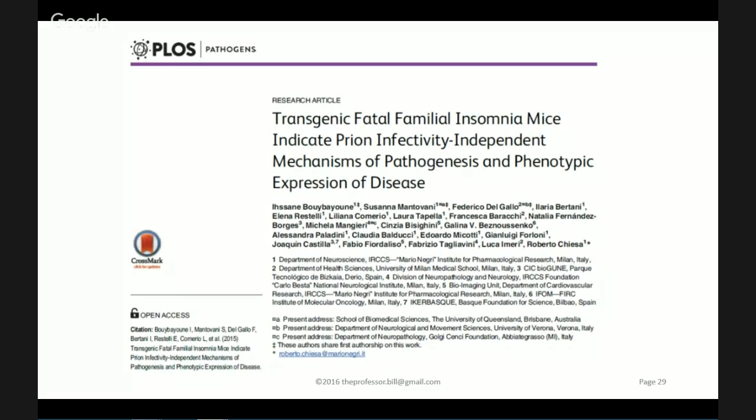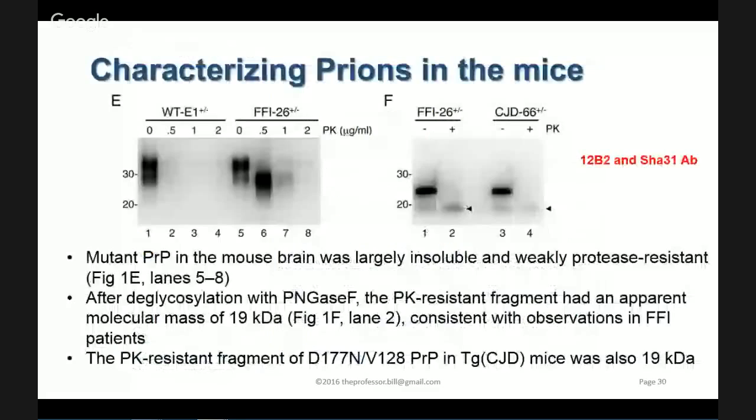We don't have a really good model. This is the first study that actually tries to come up with a model for FFI, a transgenic model in mice for FFI. But there are some issues with this model, and those are issues that I want you as neurobiologists and geneticists to be thinking a little bit about. So some of the pathogenesis, some of the phenotypic expression, I want to also bring to your attention.